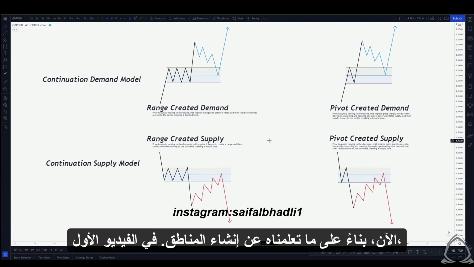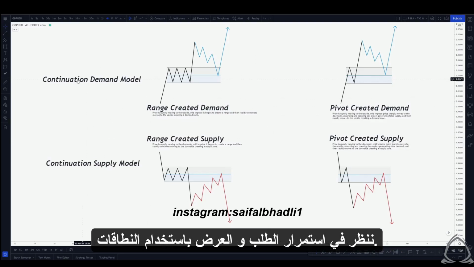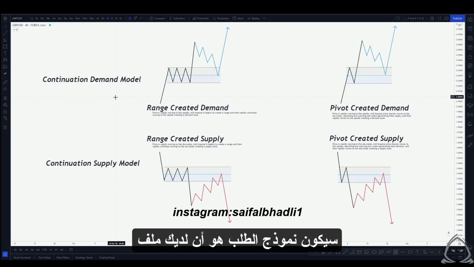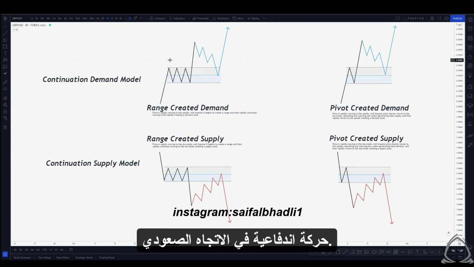Now, building on what we learned of the creation of zones in the first video, we're going to be looking at the continuation of demand and supply using ranges. If we're looking at continuation patterns using these models, what we would see for a continuation demand model would be an impulsive move to the upside. We'd be seeing a market moving to the upside.